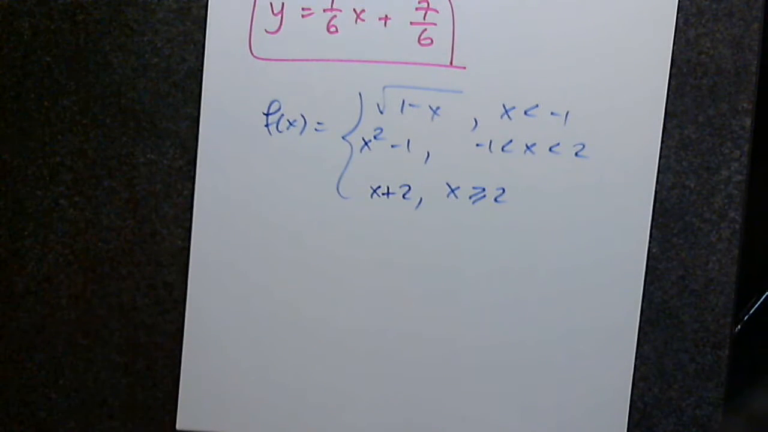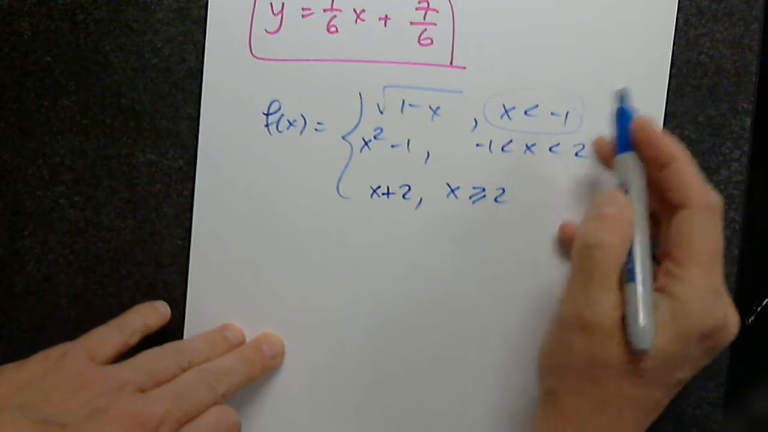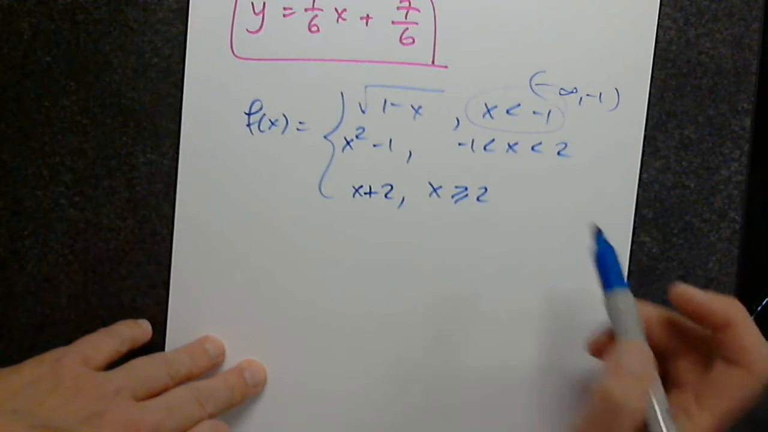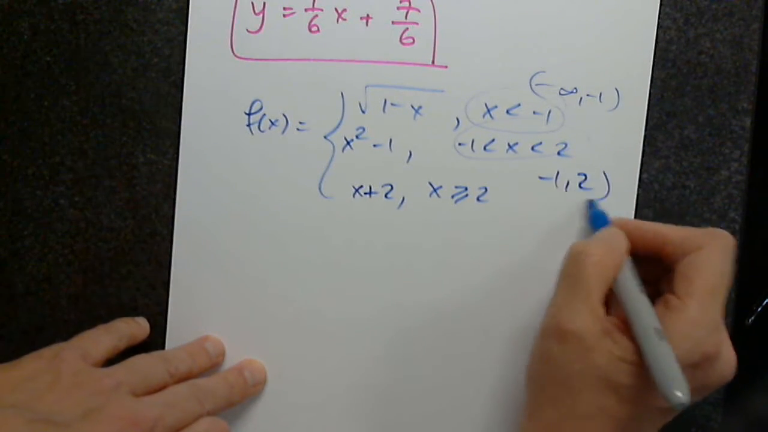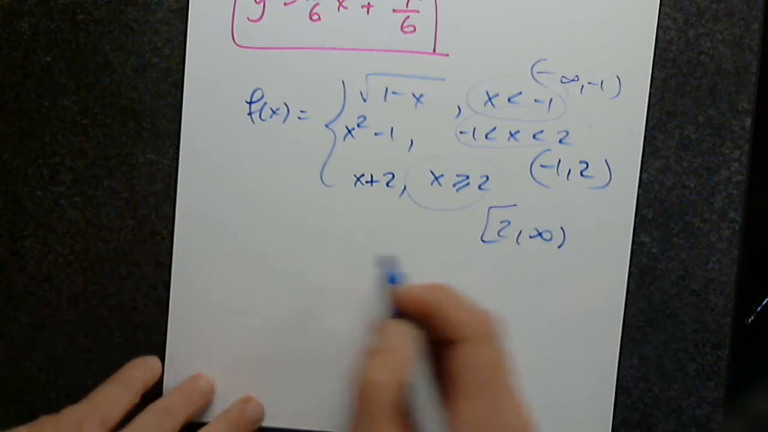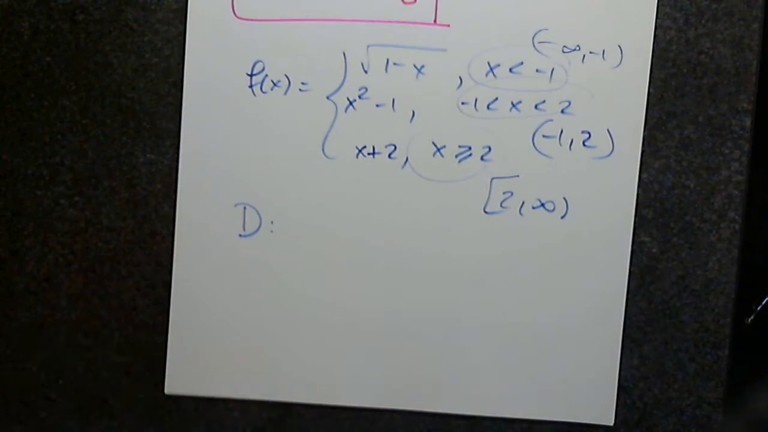To graph a function, my first thought will always be, what is the domain D? Absolutely. This is between negative infinity and negative 1. This is between negative 1 and 2. And this is between 2 and infinity. Can anyone identify the domain of this function for us?